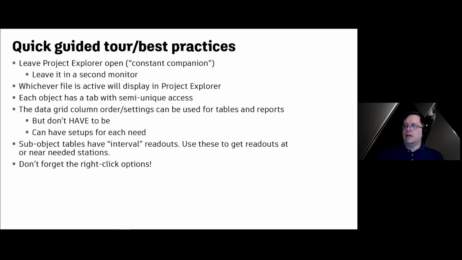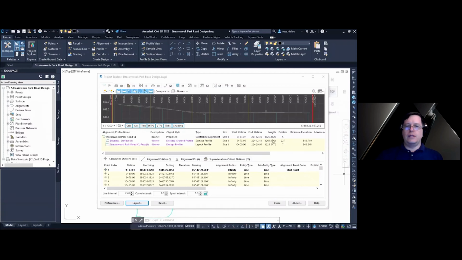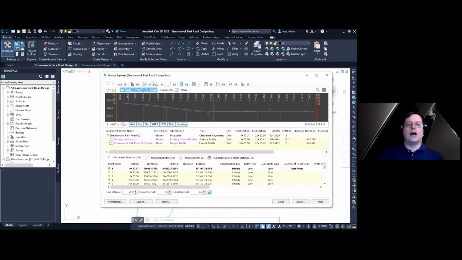Let me come back here, and the next section that we're going to look at here is editing object data in parameters. And for that, again, I'm going to return to Civil 3D here. And for this, I'm going to go to the Park Road project. You can see I'm in the Park Road design. I'm going to go into the alignments, which is the tab I'm already in.